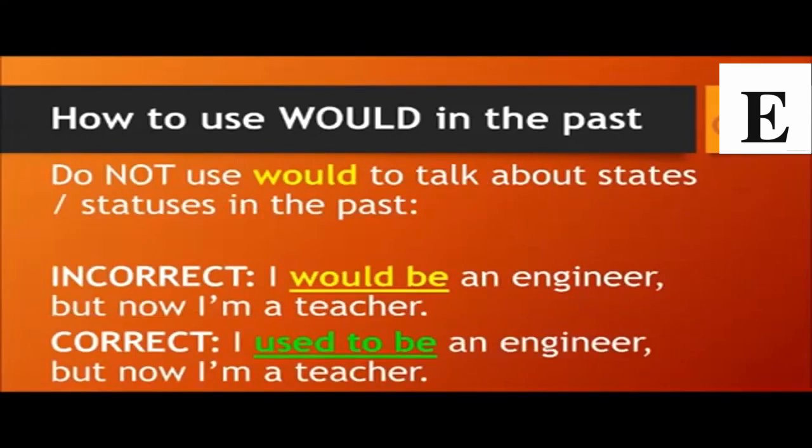Do not use would to talk about states or statuses in the past. For example, don't say, I would be an engineer, but now I'm a teacher. That's incorrect, because being an engineer is a state, not an action. In this case, you need to use used to. I used to be an engineer, but now I'm a teacher.